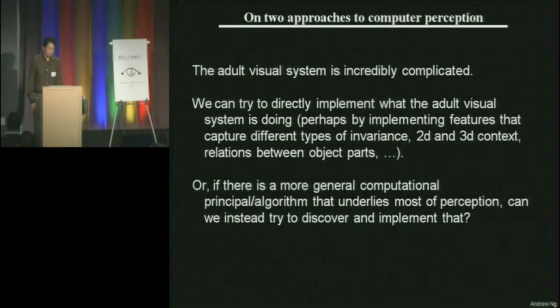Or, and no one can prove this, and maybe I'm wrong, but if we believe there's a more general computational principle that underlies perception, maybe not even just computer vision, but a more general algorithm that underlies perception, then discovering what that algorithm is may turn out to be much simpler than capturing what the trained adult visual system can do.